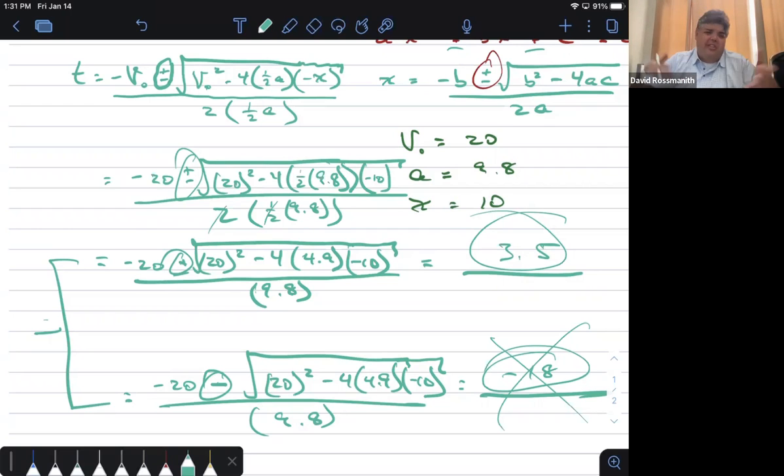And like I said, just in general, in an actual physics class where we're using fancy numbers, you're almost never going to be able to truly factor these quadratic equations like this. So don't even try it. Just go straight to quadratic formula.